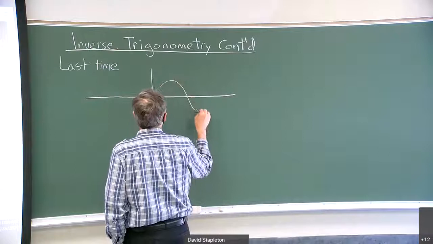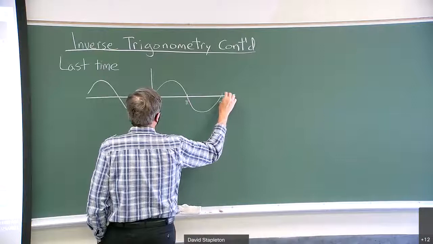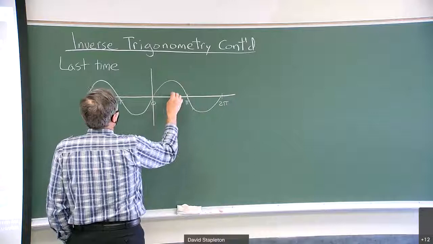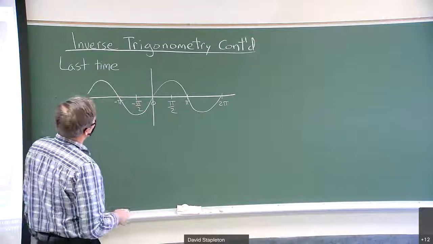Here's the angle sine function. It crosses the axis every pi units. See what an important number pi is? It has peaks and valleys at odd multiples of pi over 2. We said that's not an invertible function. It's not one-to-one. So what did we do?